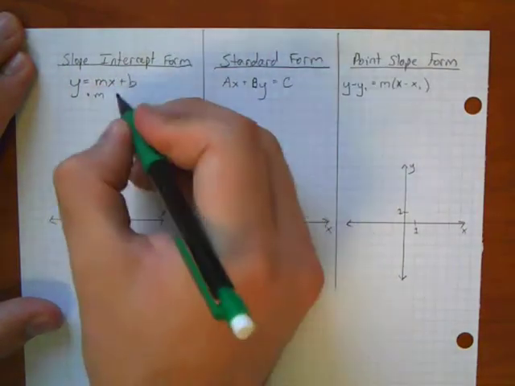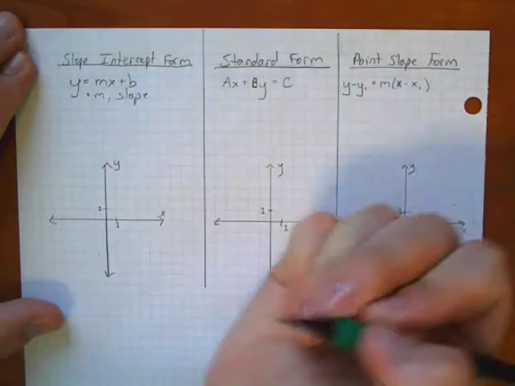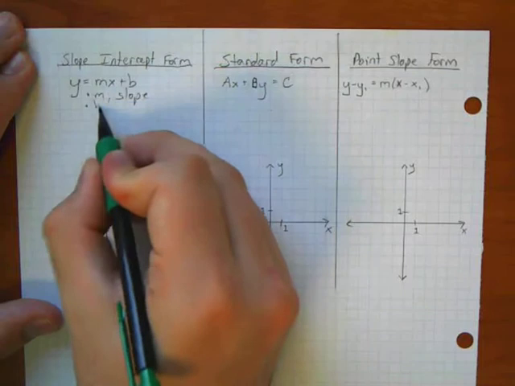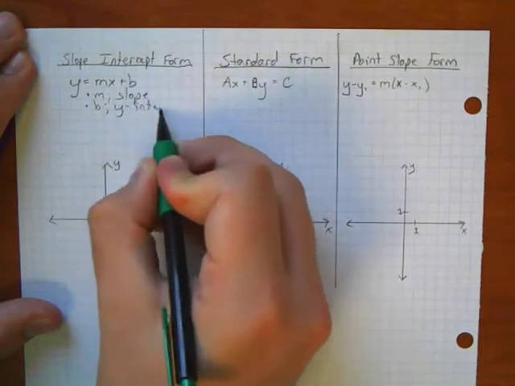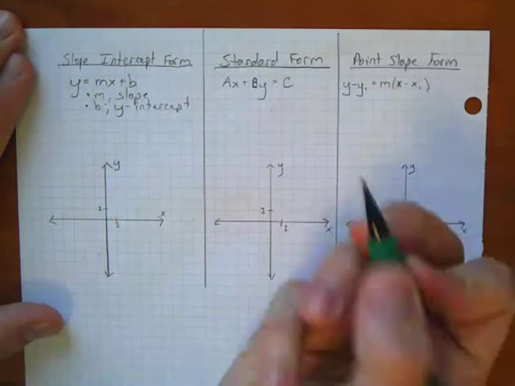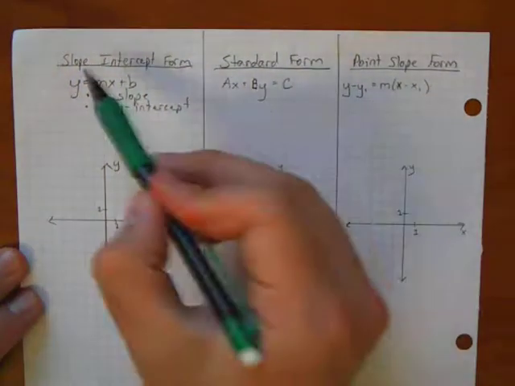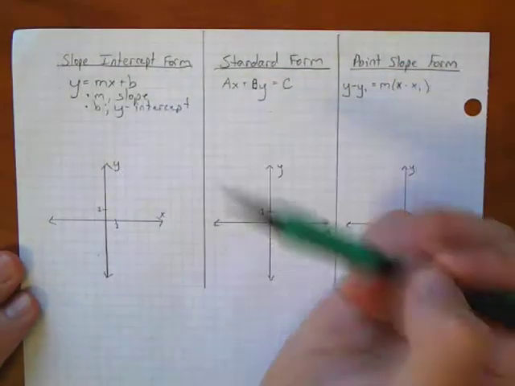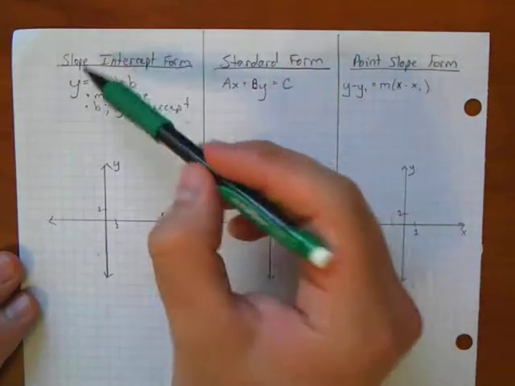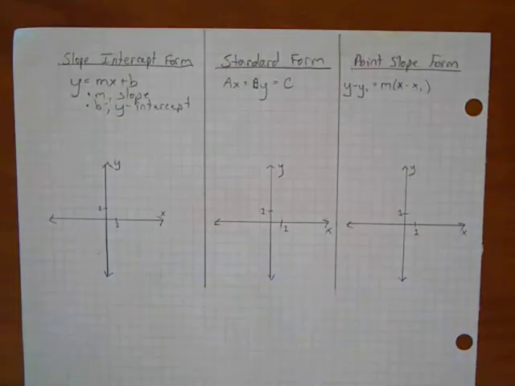The m value is the slope of the line, and the b value is what's called the y-intercept of the line. Okay, and I think this is easy to remember because slope-intercept form tells you the slope and the y-intercept, which goes along nicely, slope and intercept. So when we have a line that's in this particular form, it's quite easy to graph.